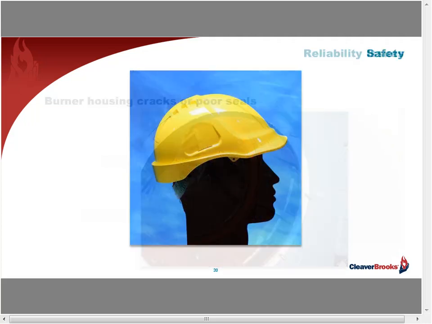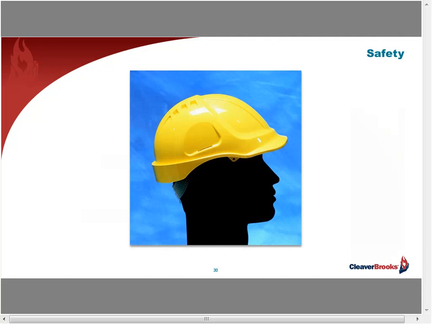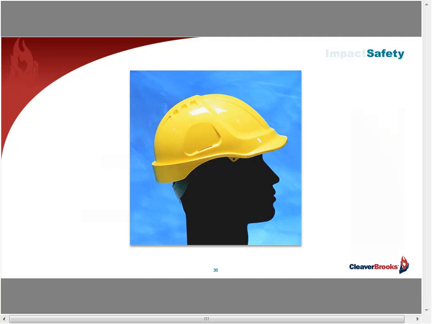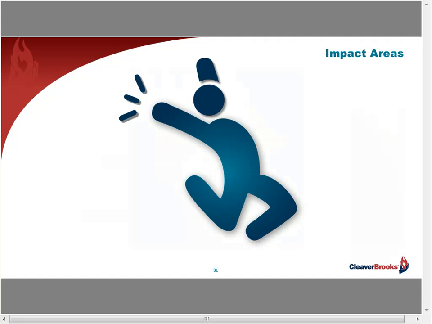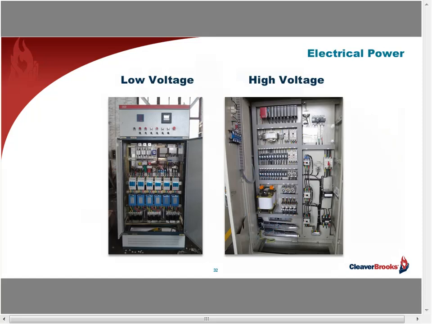All right, enough on reliability. Now let's take a look at safety. And of course, the impact areas associated with it. And you know, we'll start with electrical power awareness and the knowledge and respect that one needs when working around it, especially high voltage. But you know, make no mistake, low voltage can be dangerous too, and I'll talk about that a little bit later. But the main point now is that you make sure that you know where those electrical power sources are located in your boiler room.